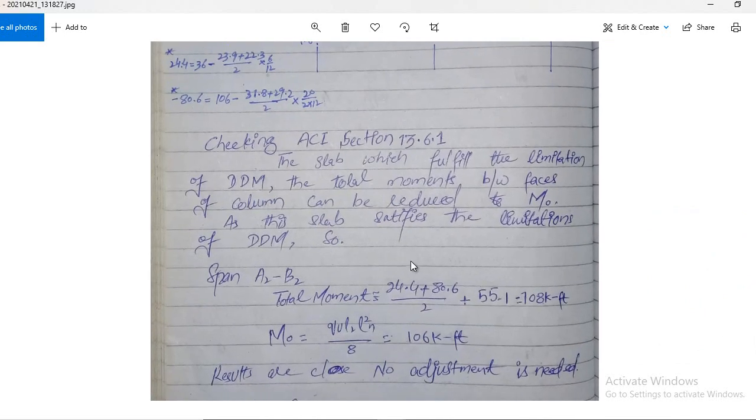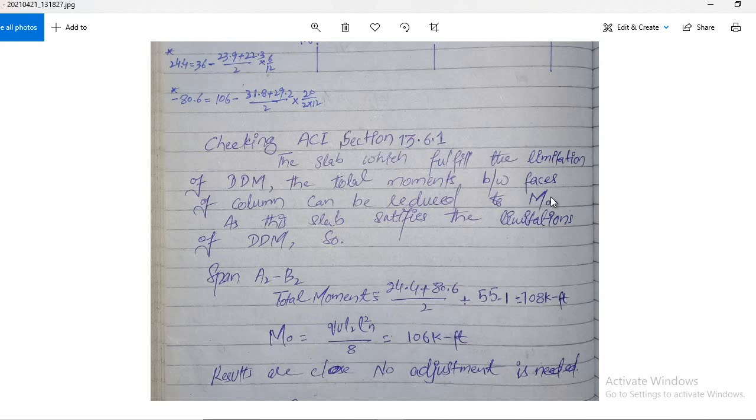Now there is another check. These checks are very important. All the rest of the steps are simple, therefore I'm not explaining them because I already explained them, but this step is very important. Checking ACI section 13.6.1. This section explains that when you have a slab system which fulfills the requirements of DDM, the direct design method, and you are going to analyze that slab system by the equivalent frame method.